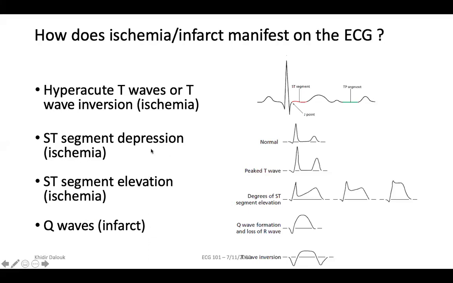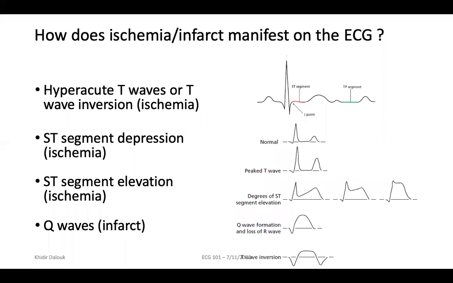The way you decide on ST segment depression and elevation is through your isoelectric line, or what we refer to as the T to P segment. The T to P segment is what helps you decide if the ST segment is elevated or depressed.